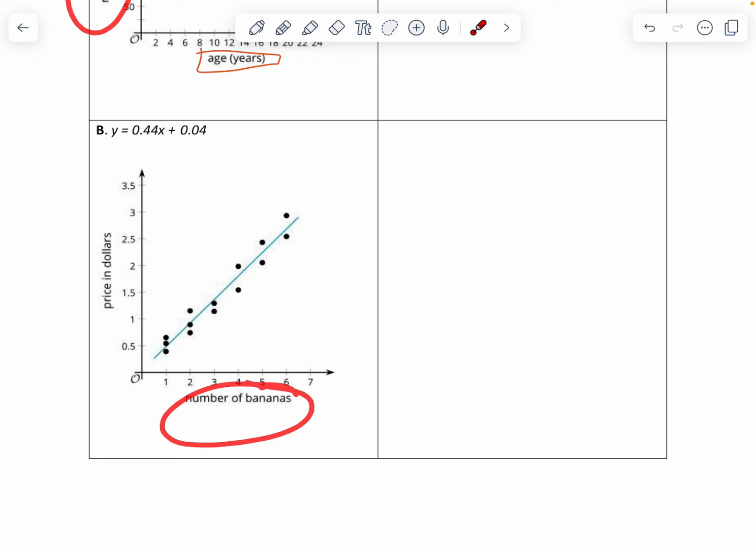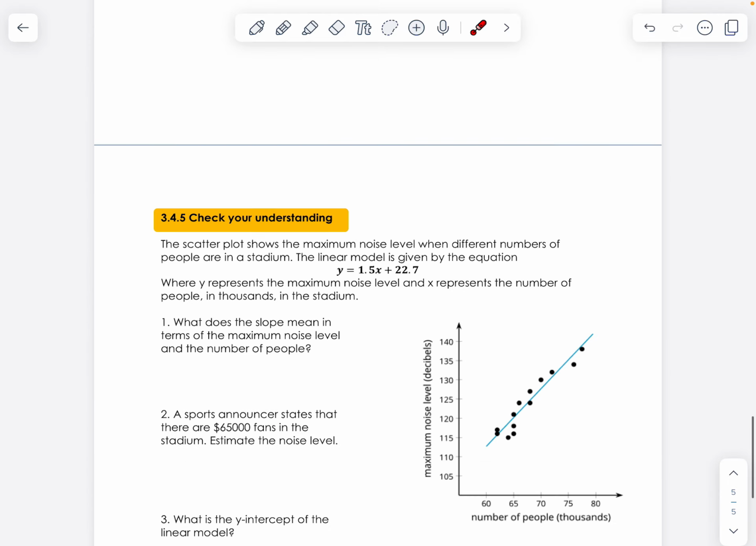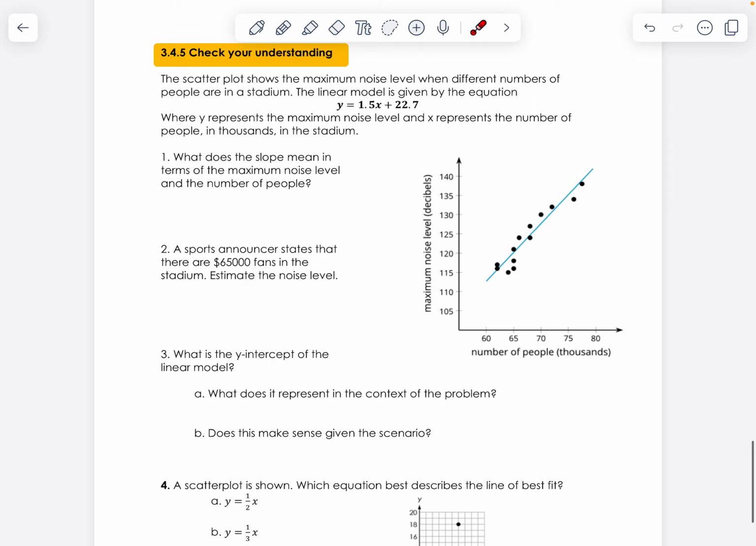Okay, number of bananas, price in dollars. I want you to write that out over here. I'm going to post that on the answer key later, as well as an answer key to the Check Your Understanding, which is your homework for this weekend.